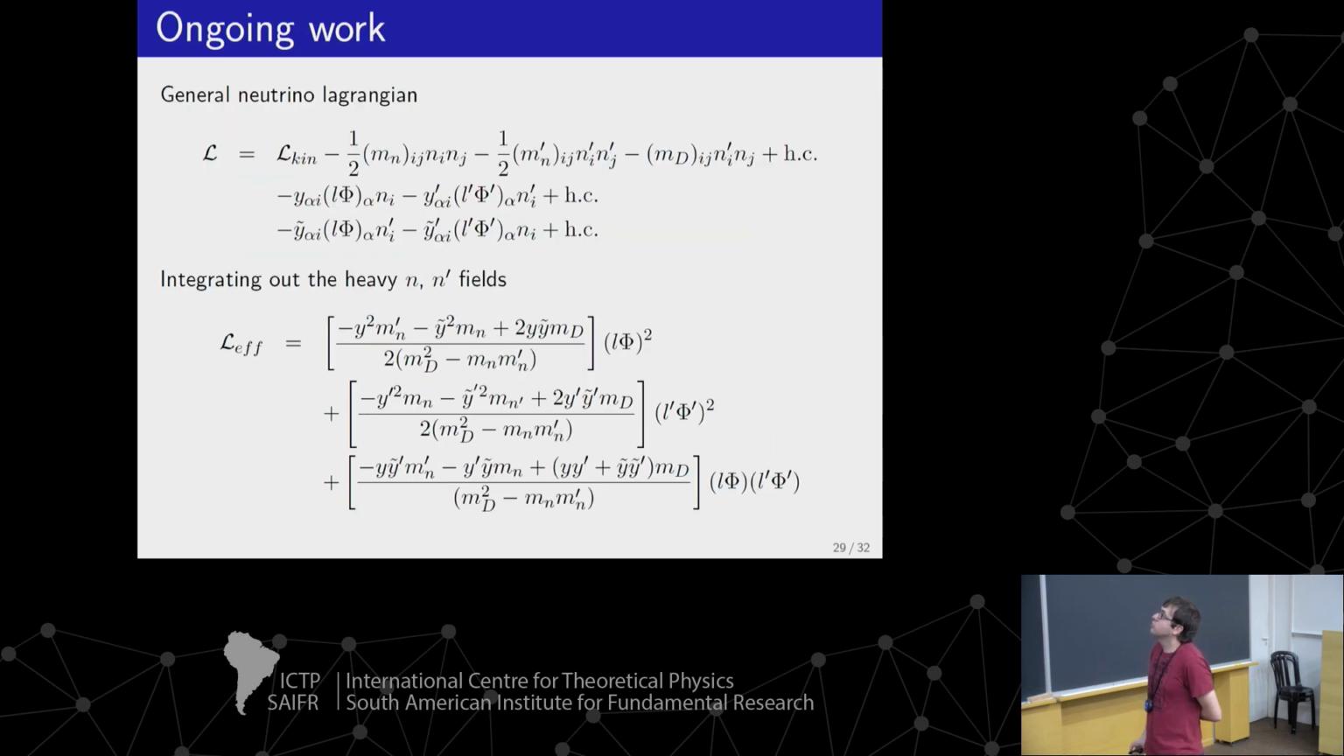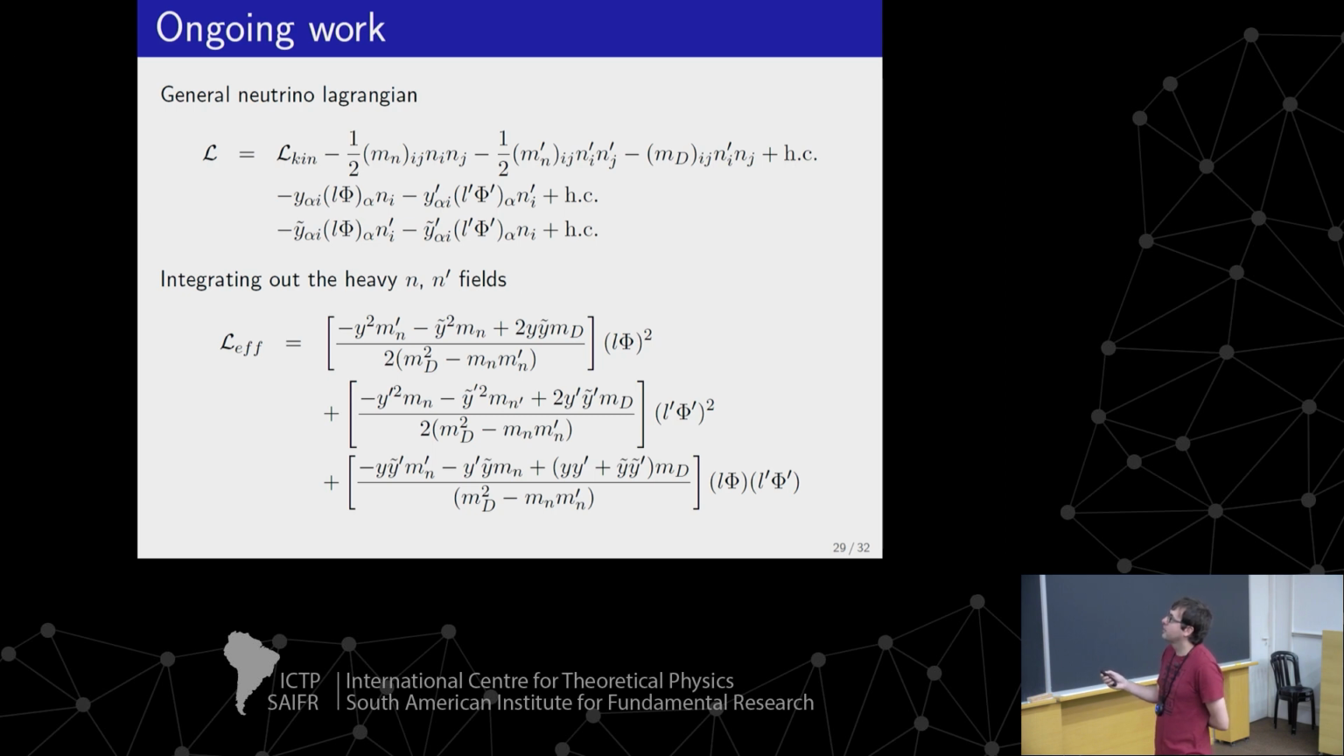Then some ongoing work: we go back to the general neutrino Lagrangian. We have the right-handed neutrinos and the neutrinos of the mirror sector. Now I'm using a two-spinor component notation. We write down what I showed before, the general Lagrangian. Now if we integrate out these fields, we get this effective Lagrangian for the neutrinos.